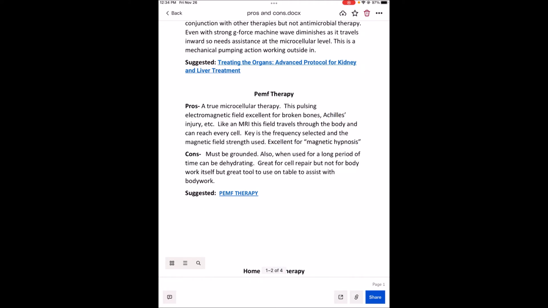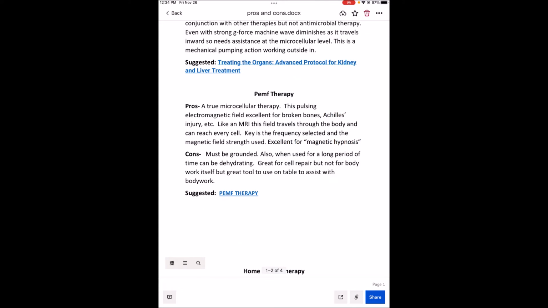And the con is, it must be grounded. What does that mean? If you're especially going to use it all night long to help with sleep, this is a frictional field. It builds up sort of a static charge in the body, and you need to discharge the field. Even if you're doing it for 30 minutes, it's not a bad idea, but particularly if you're doing it for long periods of time, you use grounding. It's very simple to discharge the buildup of the static field in the body.